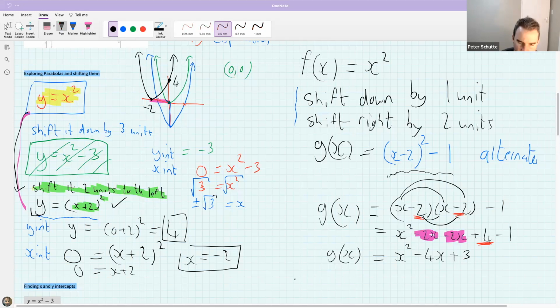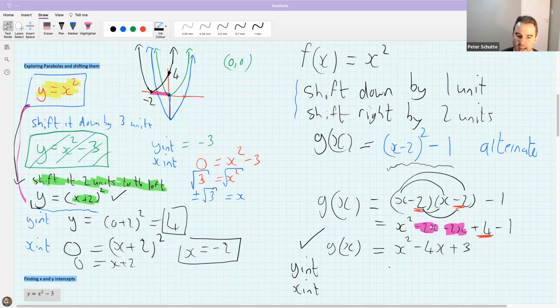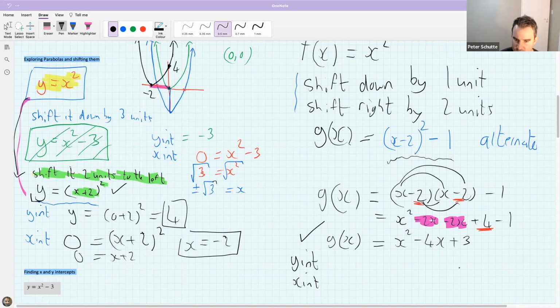I want you to find me the y-intercept and the x-intercept of this function. So find me the y-intercept and the x-intercept of g of x. And you can use either of the forms because they're the same graph. So feel free to use the alternate form or the standard form. Either of these will get you the right answer, but I want to know what the y-intercept is and what the x-intercept is. And then we do a break.